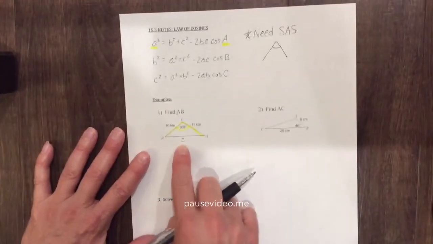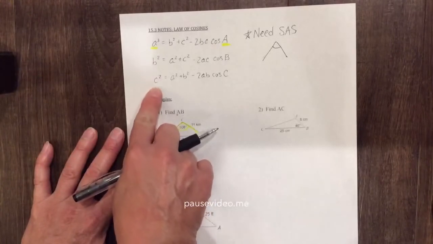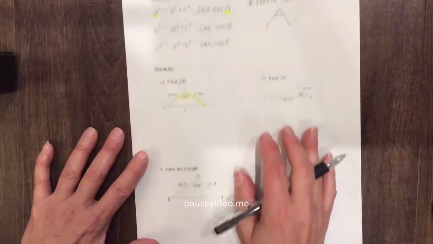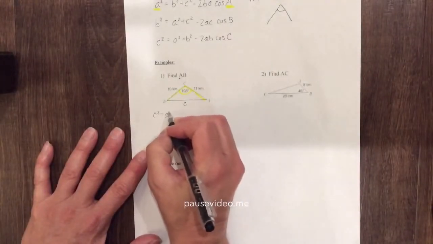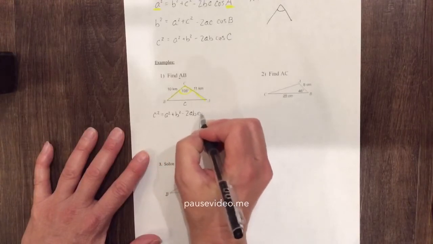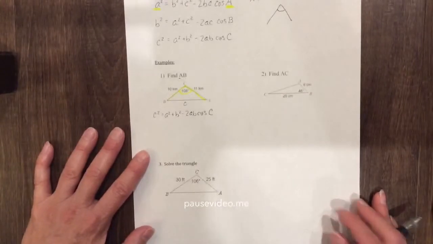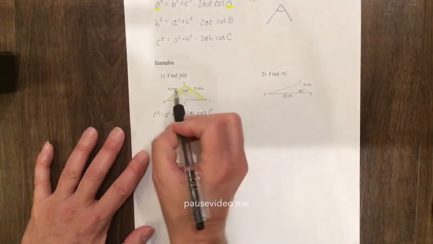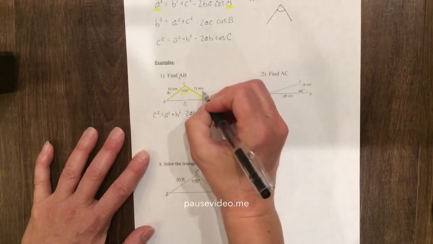So which formula am I going to use? The one that starts with a c. If you're looking to solve for c, use the one that starts with c. So that's what I'm going to use. c squared equals a squared plus b squared minus 2ab cosine C. And I just go through and I plug in the numbers. Okay? Across from angle A, so this is my little a. Across from angle B, that makes this my little b.